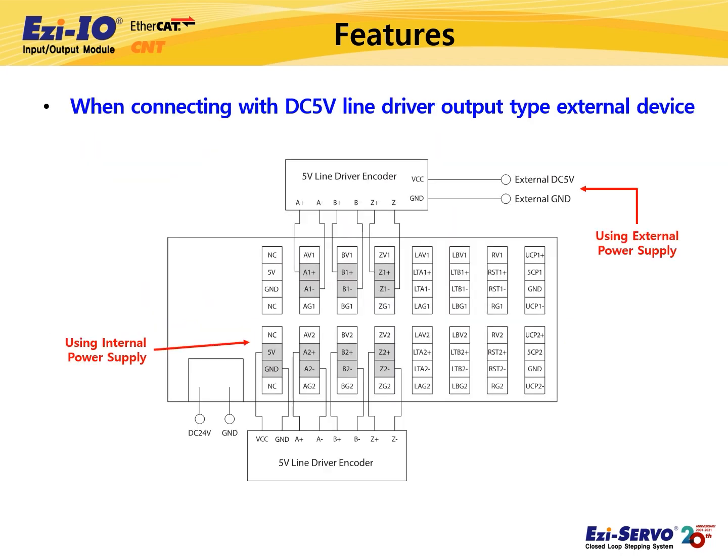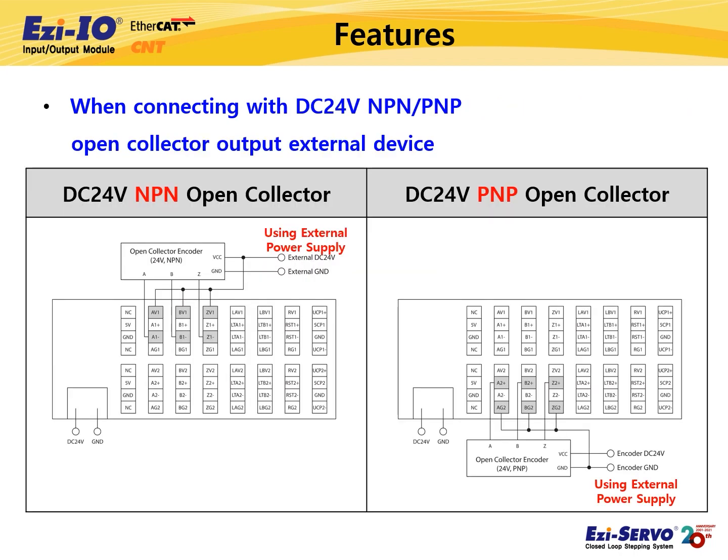In case of external device which supports DC 5 volts line driver output, it can use DC 5 volts internal power supply of Ezi-IO EtherCAT CNT or external DC 5 volts power supply as shown in the picture. And, in case of DC 24 volts NPN-PNP type open collector output external device, it can use DC 24 volts external power supply without any external resistor, as shown in the picture.